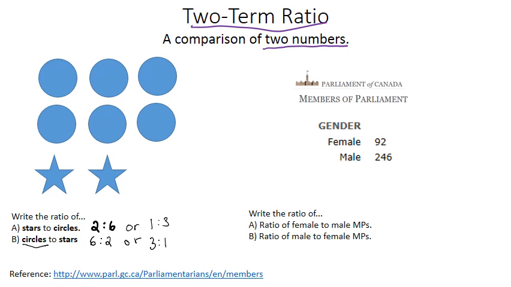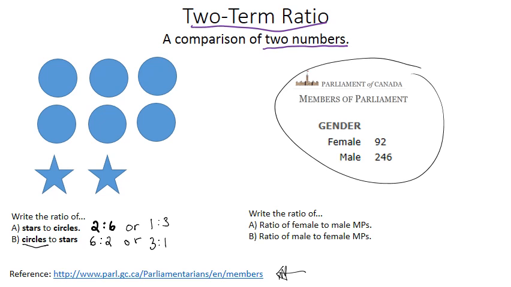Next one says write the ratio of female to male MPs. And up here we have the members of Parliament of Canada, and I've written my reference in here if you're interested in seeing more information about them. So it's the female to male MPs. So female, there's 92. And male, there's 246.